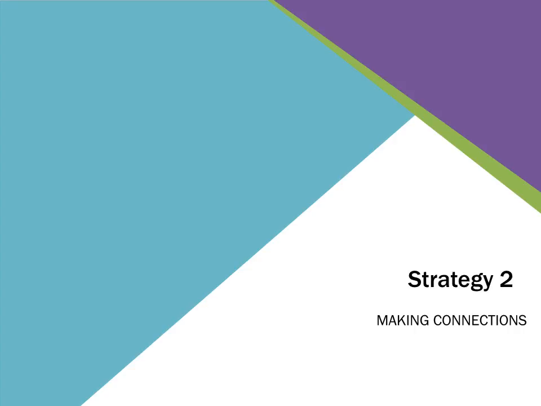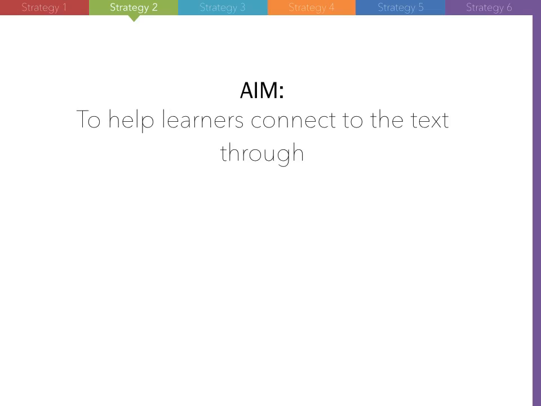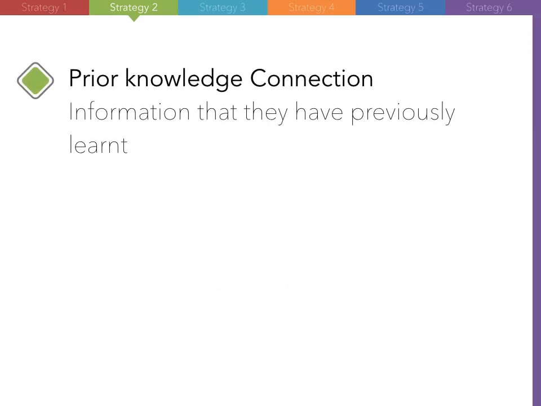The second strategy that we're going to look at is making connections. And remember, the point of using these strategies is to help learners get to the active understanding zone. And through making connections, the aim is to help learners to connect with the text through making specific connections. So there are three different types of connections.